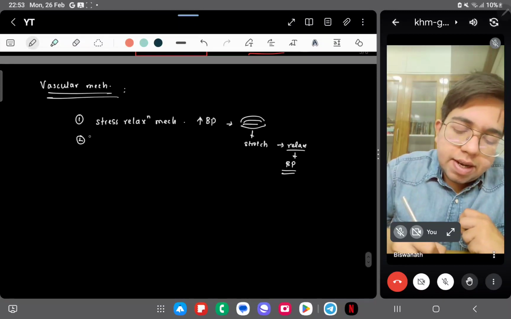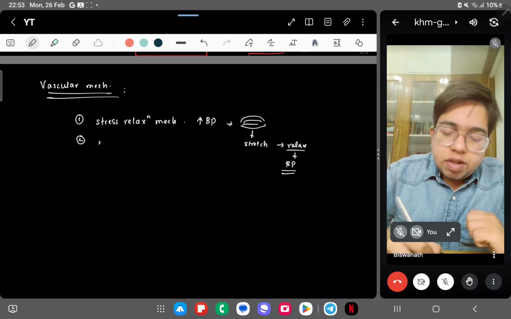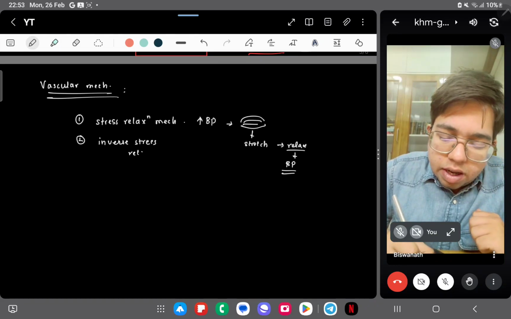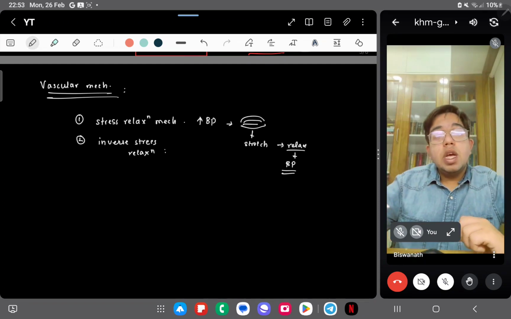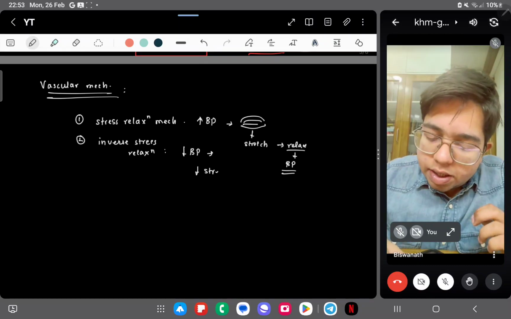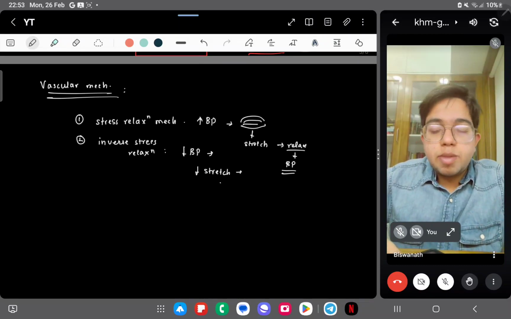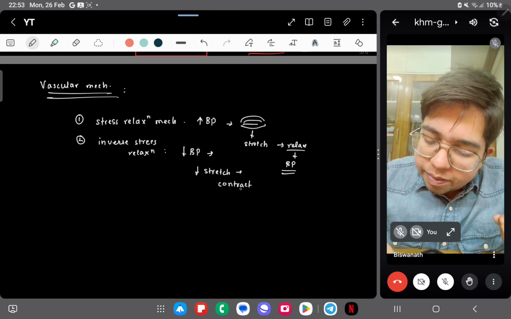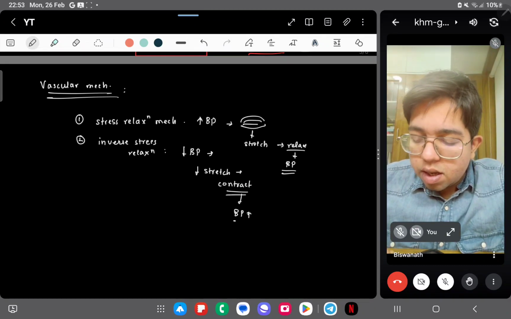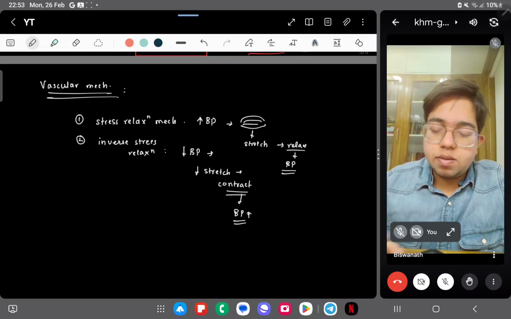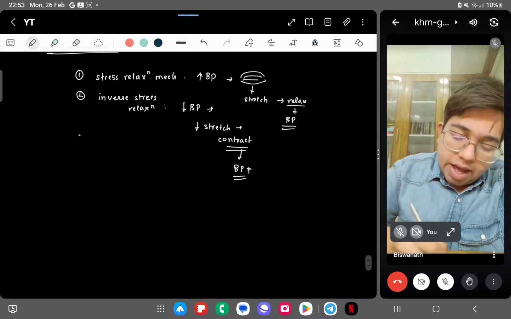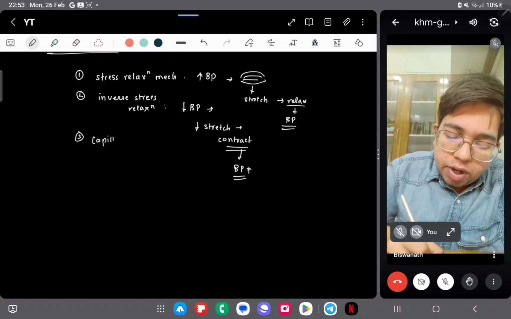Stress relaxation. Likewise, we have something called the inverse stress relaxation as well. If there is decreased BP, what will it do? It will decrease the stress and stretch. The muscles will contract. If it contracts, what will happen? BP again increases, and BP increases means it's brought back to normalcy. Understood? Another thing, we have something called the capillary fluid shift.